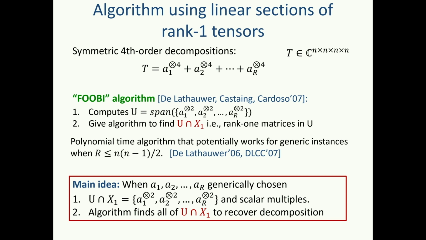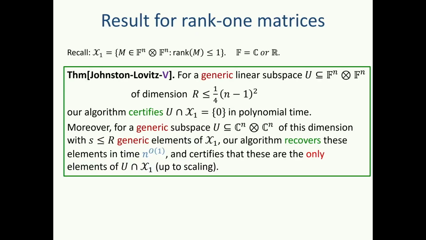The main idea again is just finding this linear section of a variety, and here you actually want to enumerate all the elements. So the main result, let's just look at the result for rank 1 matrices. Here we can show that for rank going up to 1/4 of the maximum possible dimension, you can solve this in polynomial time for generic subspaces. For the generic instance where you plant at most S rank 1 matrices in your subspace and complete the subspace, and it's of dimension at most 1/4 times (n minus 1) squared, you can find all the elements in polynomial time.